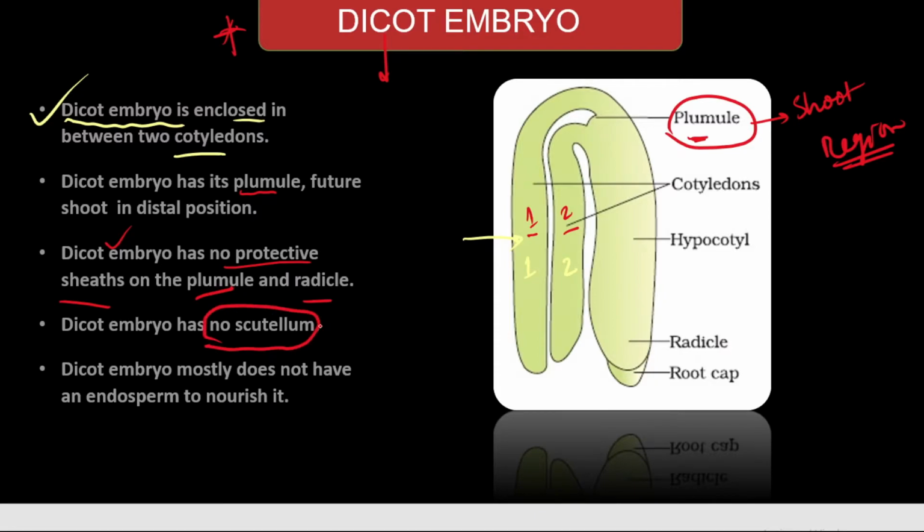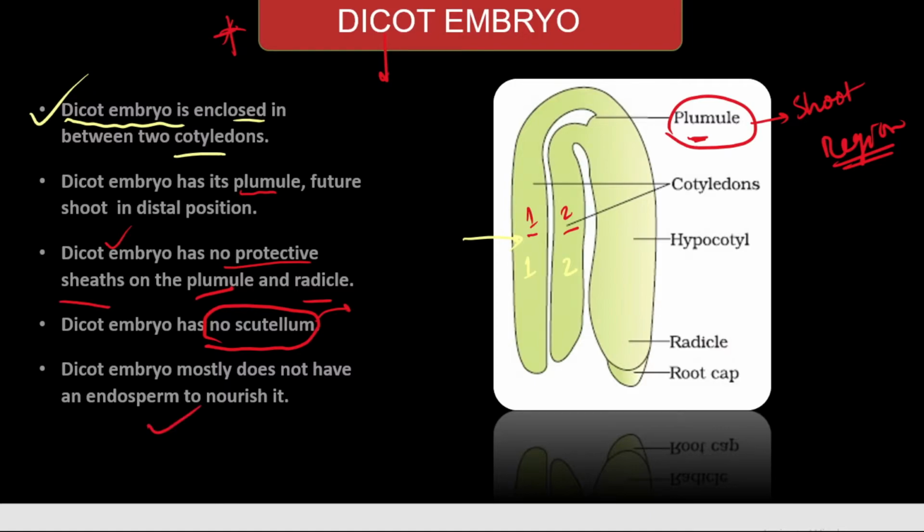the dicot embryo also doesn't have a scutellum. Many of you might be wondering what the role of the scutellum is. The scutellum basically helps to absorb nutrition from the endosperm. As we know, the dicot embryo doesn't have endosperm. That is the reason why there is no scutellum, or the scutellum is reduced in this structure, because no endosperm is present.